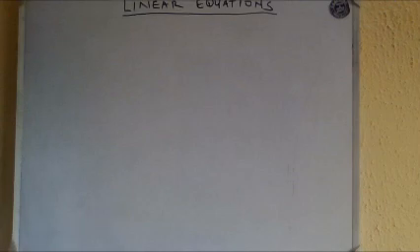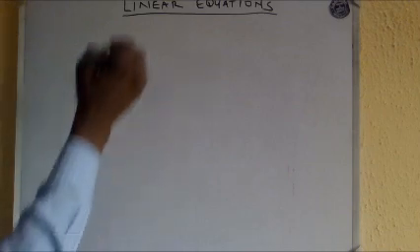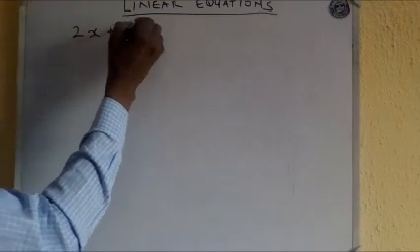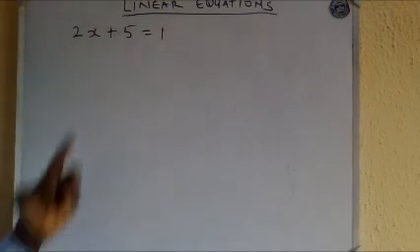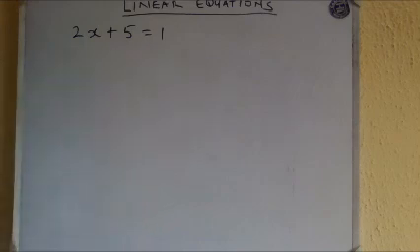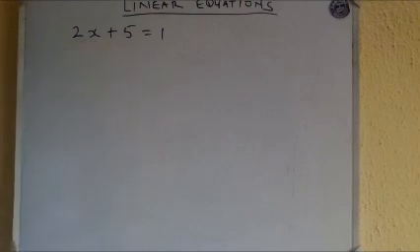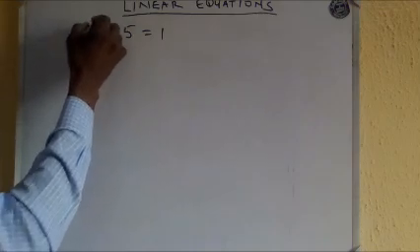In this video, we'll be looking at linear equations. A linear equation is an equation where the highest power of the variable is 1. For example, if we have 2x plus 5 is equal to 1, this is a linear equation because the highest power of the variable is equal to 1. That is, the power of x here is 1.